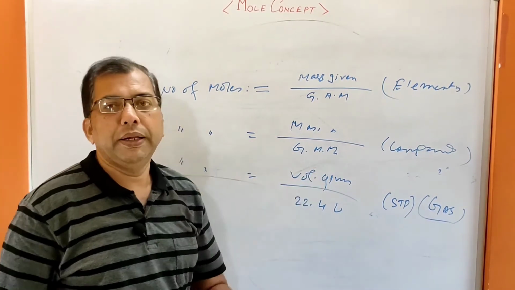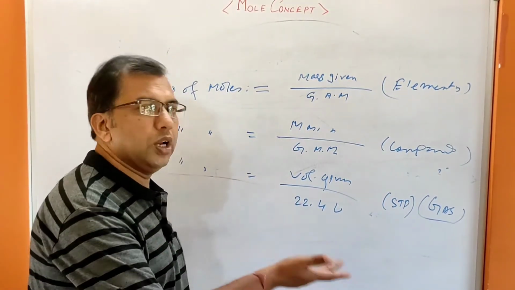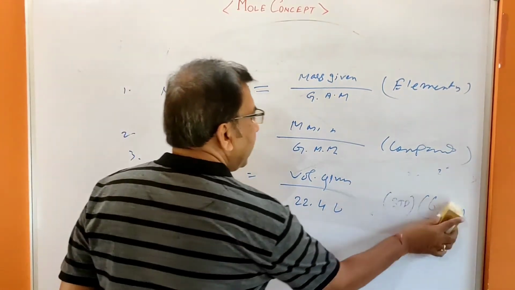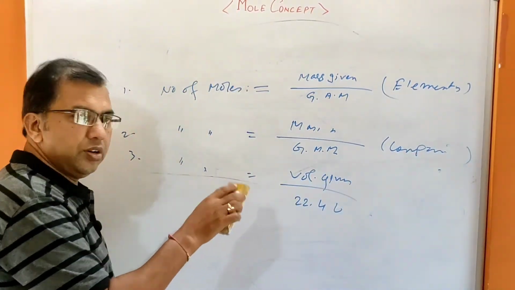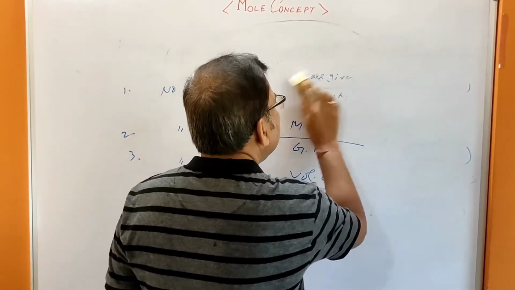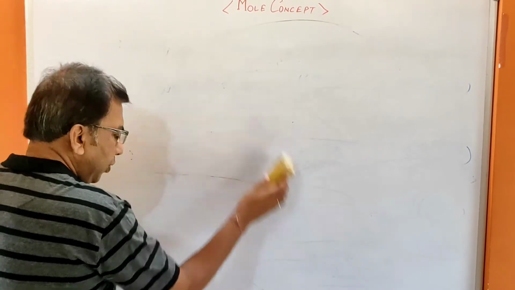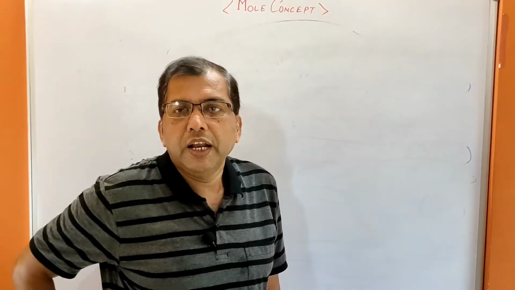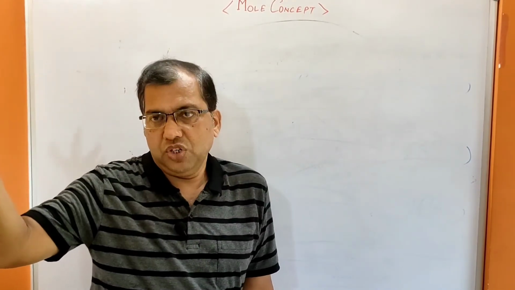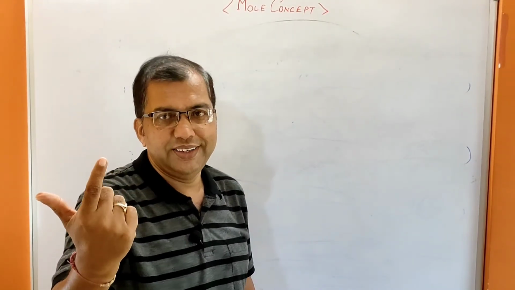Suppose a sum is given. Find the number of moles of oxygen atom present in 32 gram oxygen, 64 gram oxygen. Easy. Okay? You can write it down here. Suppose you have to find the number of moles of oxygen atom present in 64 gram oxygen, 32 ग्राम ऑक्सीजन. एक नंबर में हो जाएगा.